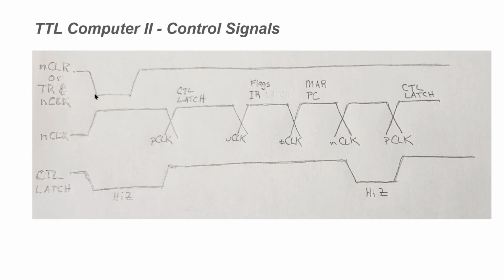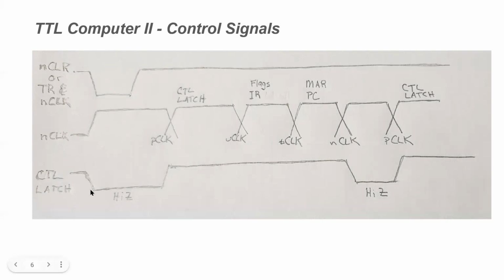So the clear signal is going to come low, and when we're in the clear state, that resets the tick counter, and it resets our program counter as well. And when we reset the program counter, right, we go to the not clock phase. The not clock phase is brought high, okay? And this is our control latch, and the control latch is going to go low if we are in a reset state, right, which is here.